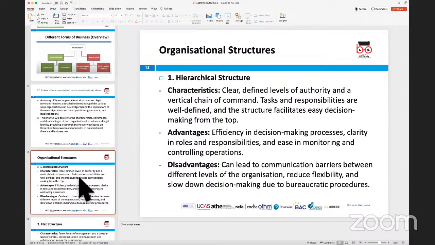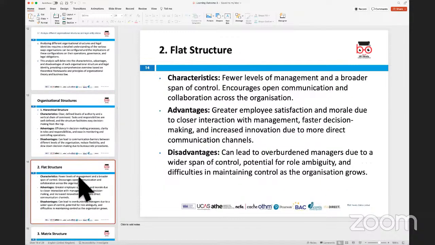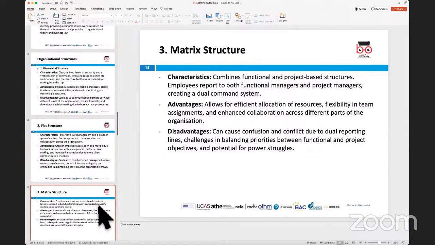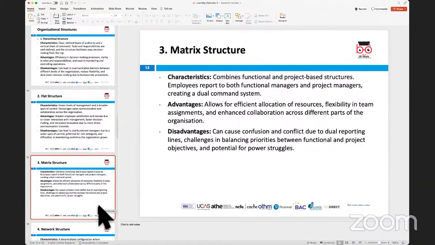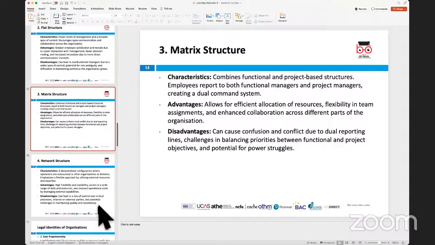And an example of hierarchical structure would be, say, Sony Corporation. If I talk about a flat structure, I might talk about an organization like Starbucks, and that would be a flat organization. If I talk about matrix organization, I might talk about Microsoft and talk about the characteristics and why this structure is optimum for the company and what are the advantages and disadvantages.